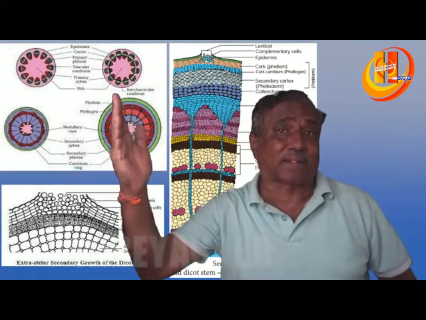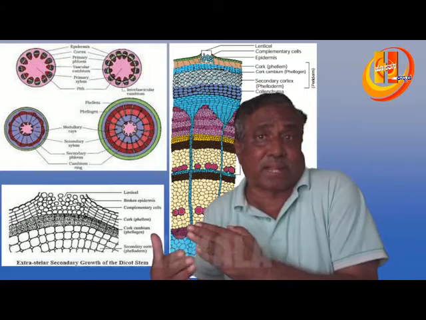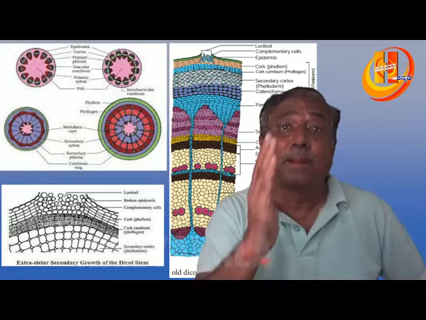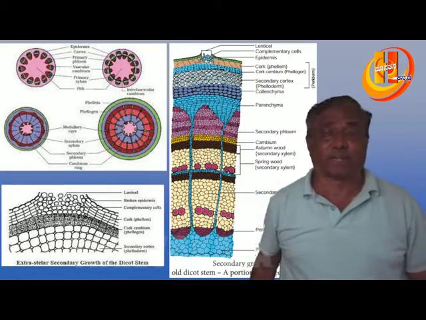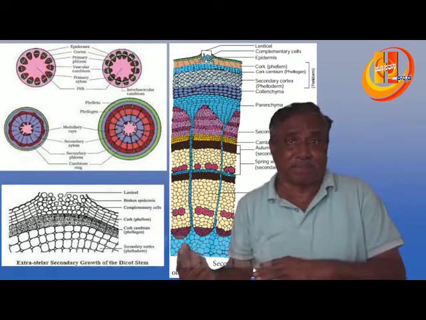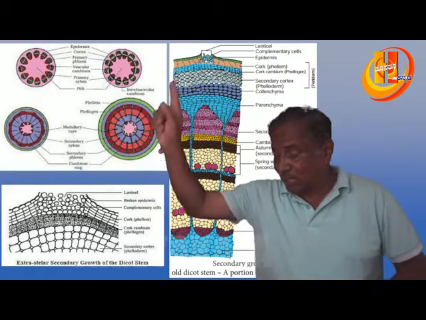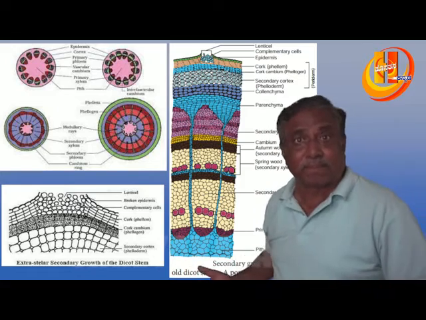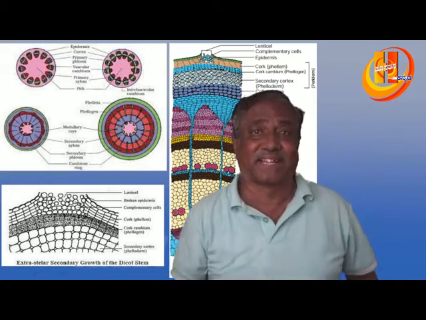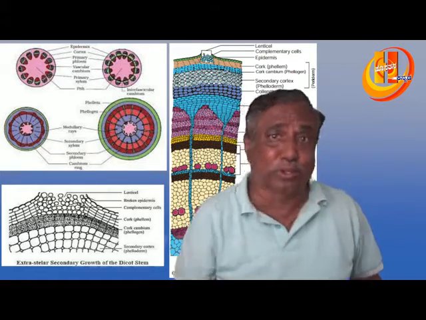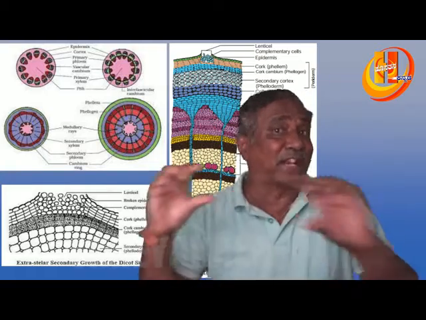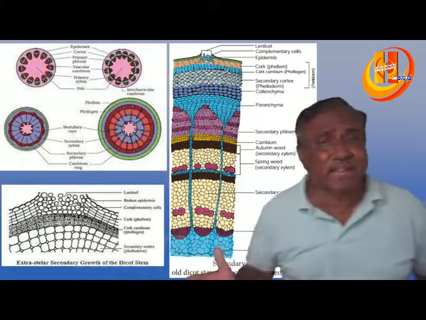Phellum or cork, phellogen or cork cambium, phelloderm or secondary cortex, together are called periderm. This is also very important. Phellum cells are highly suberized. Suberin is present. Even the Casparian strips in roots, I told you, are also made up of suberin. Here also, phellum or cork cells are highly suberized.